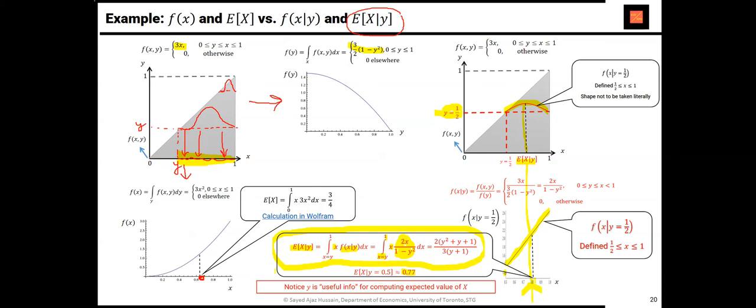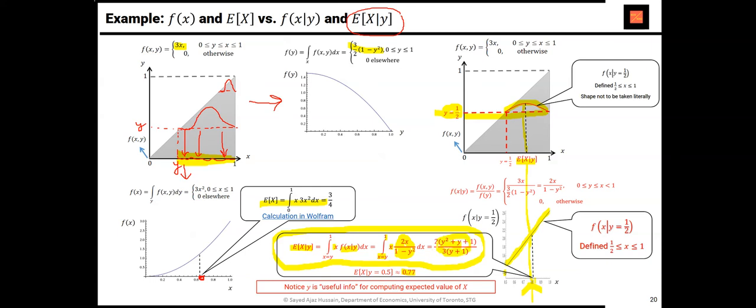Now, down here, I say, notice that y is useful information for finding the expected value of x. Why? Because if somebody went and picked an outcome from this distribution, and you asked me to guess the value of x, I would say the expected value of x is 3/4 on the basis of this information. But when you give me some information that you also saw a particular value of y, for example, y was equal to half, then the expected value of x now depends on the value of y. So I get a completely different expression.